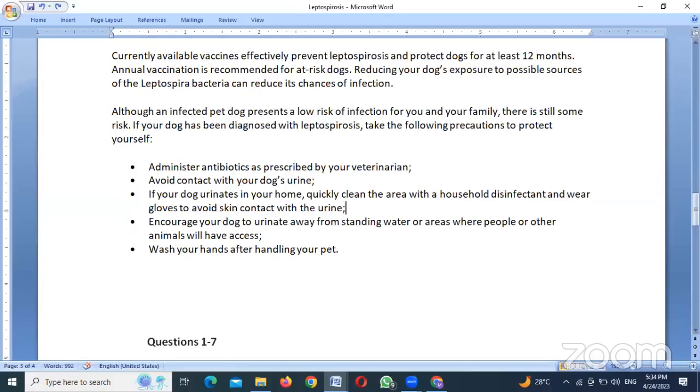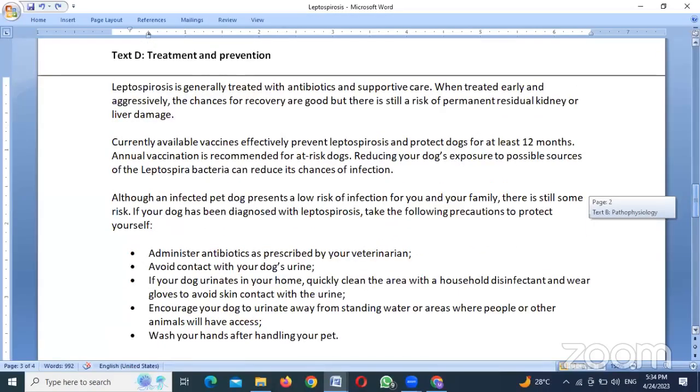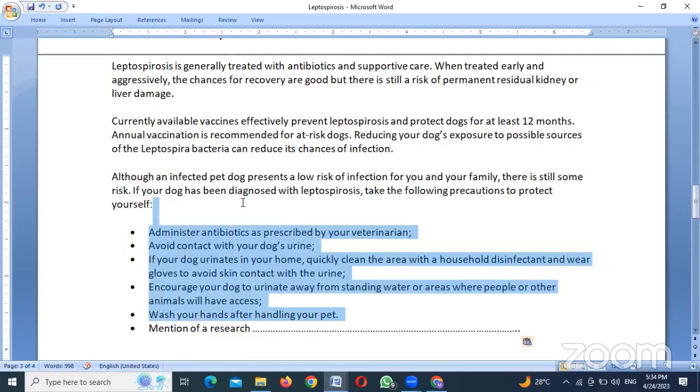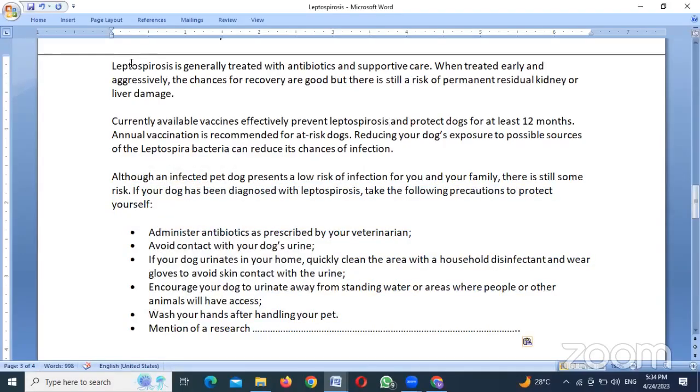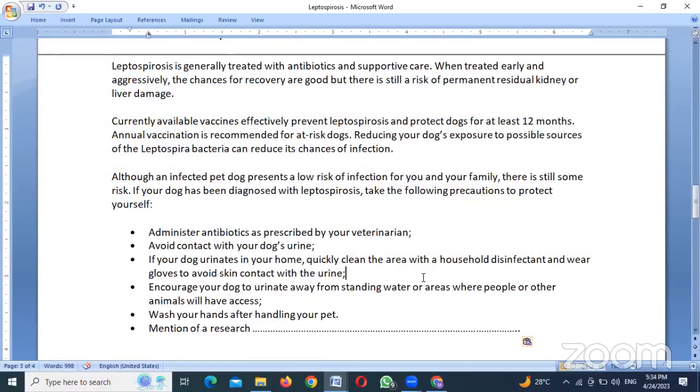Okay. Other people, what do you think? In which text is it possible? So here is your text D, and here is your question, the last one. Try to find the answer, please. Just quickly, in this part it is not possible. They are talking about prevention. And here they are talking about treatment. I think in D it is not possible.